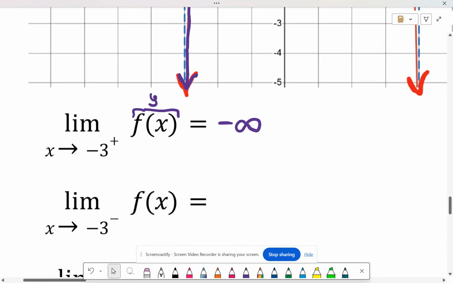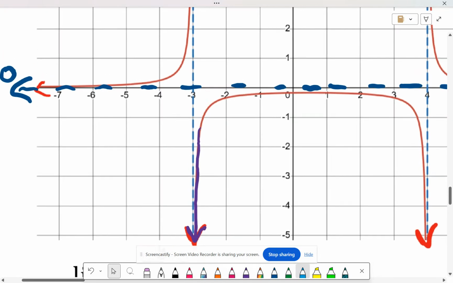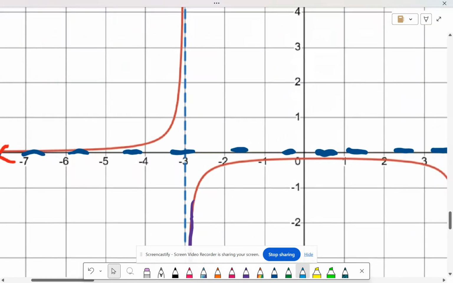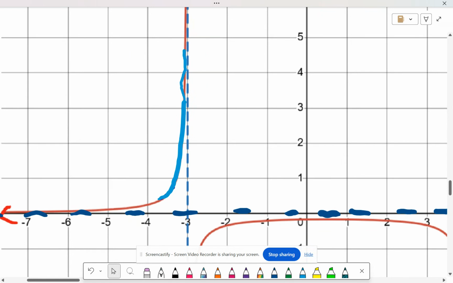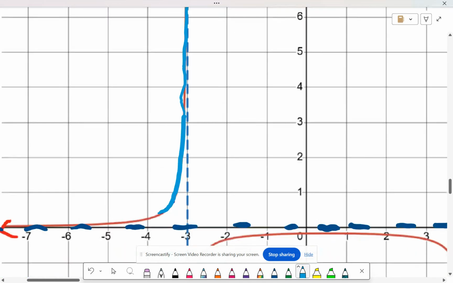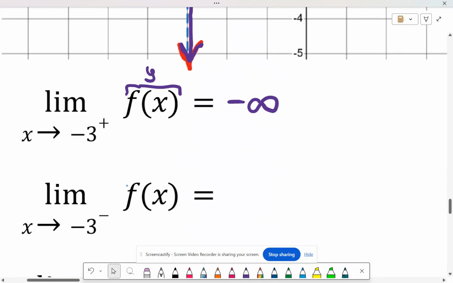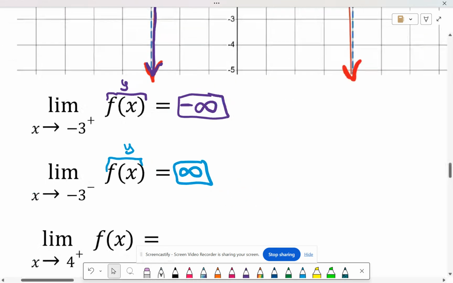Whereas the next question says, what is happening when x approaches -3 from the left? What's happening to y? Now I'm really zoomed in and I'm asking what's happening as I approach this vertical line from the left side. From the left side, as I get closer and closer, it goes forever up to positive infinity. So y is going to positive infinity. So these are my answers, by the way, negative infinity and then positive infinity.